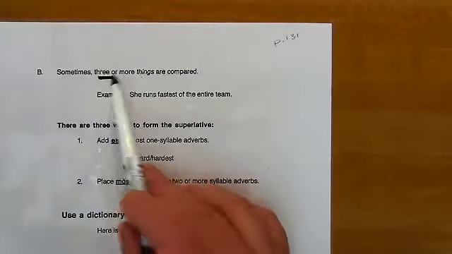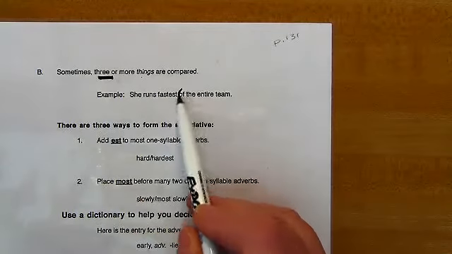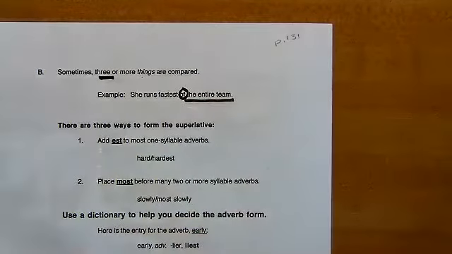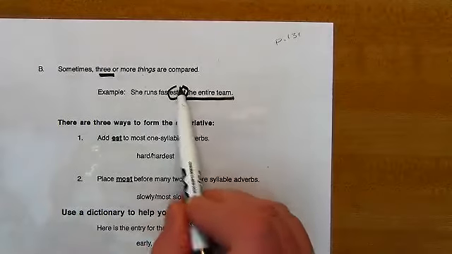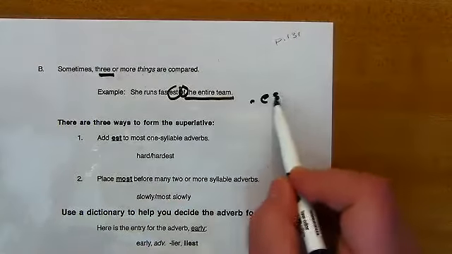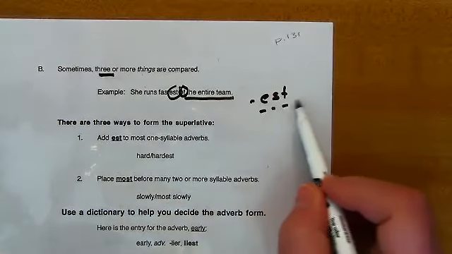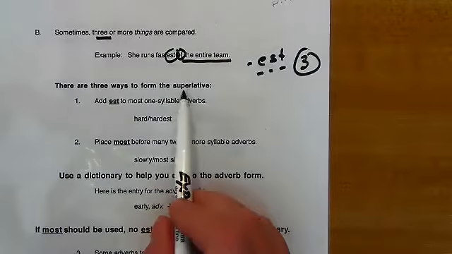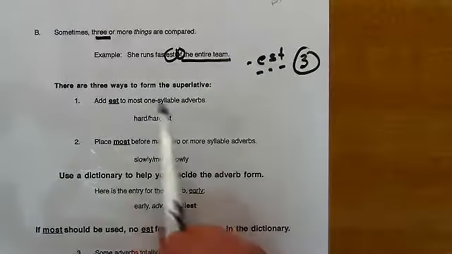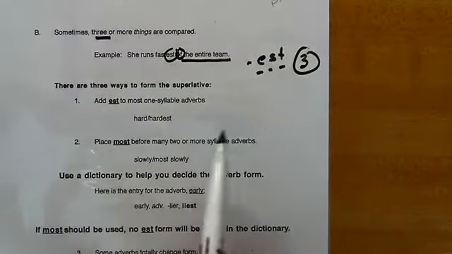Sometimes three or more things are compared. She runs fastest of the entire team. So that's hopefully more than three. So notice they used the EST. EST has three letters in it. 1, 2, 3. So it helps me remember that that's what I do for three or more. There are three ways to form the superlative. That's what we call it when it's three or more. Two is comparative. Three or more is superlative.